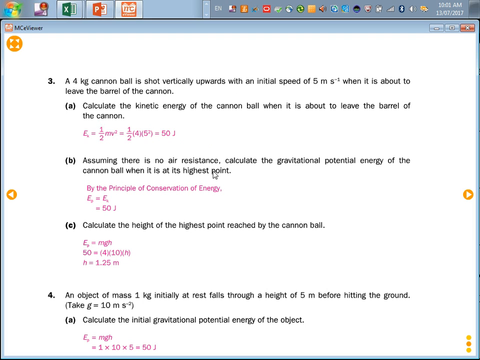So assuming no air resistance, calculate the GPE when it is at the highest point. All of the initial kinetic energy will be converted to gravitational potential energy at the highest point. So the answers again will be the same. Earlier on we dropped something, this time we threw something out. Total energy remains the same in both cases. Then the highest height is given by 50 equals to mgh. So you calculate h, 1.25 meters.